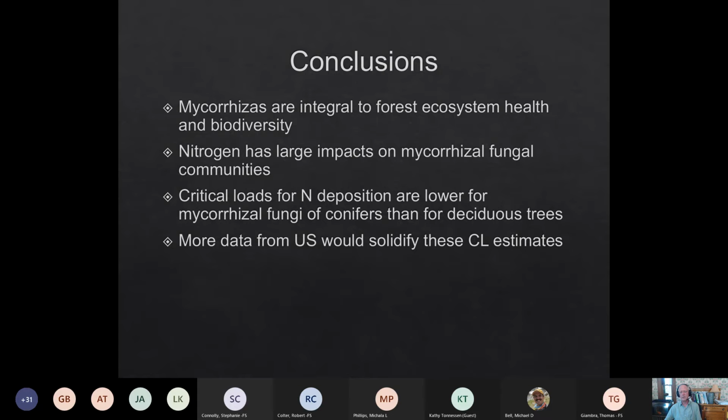And more data from the US would solidify these critical load estimates. Although I would say I think the European studies and their findings probably are fairly applicable here, given the parallel genera we have there. So if it would be conceivable, we could use some of those to reinforce some of our estimates as well.